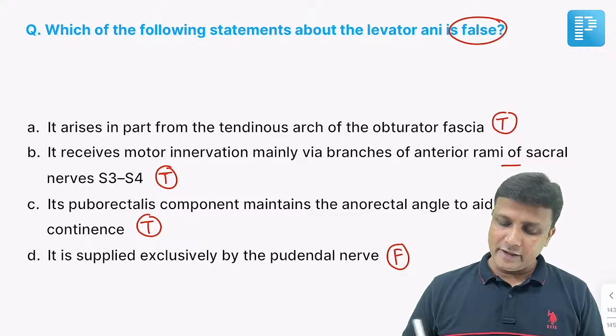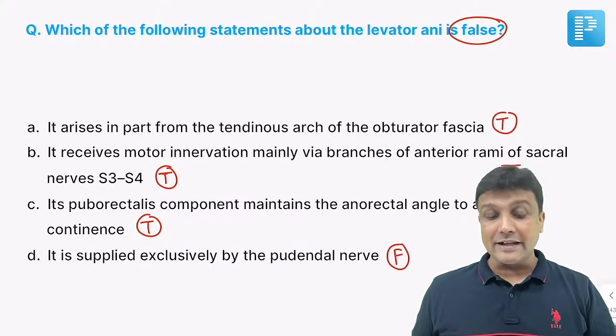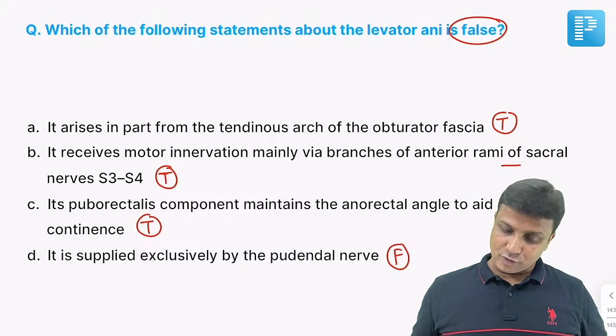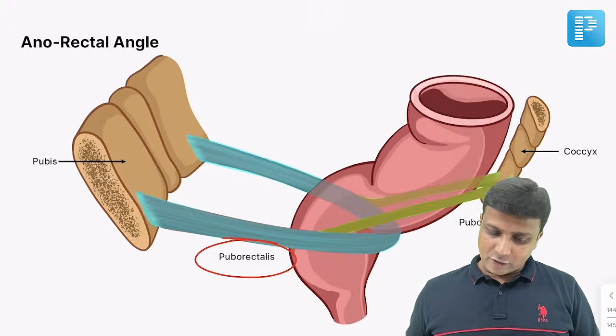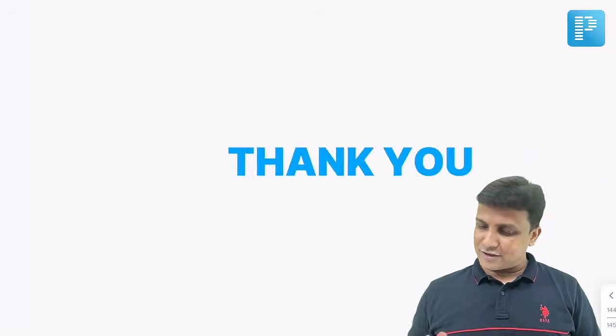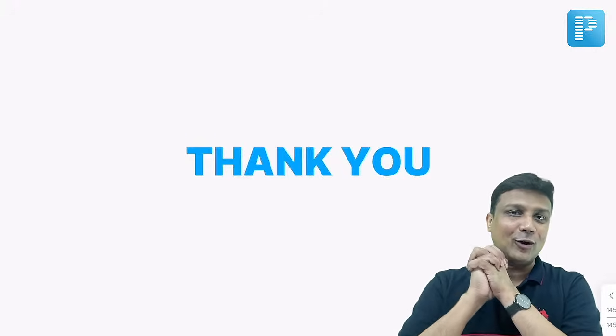Already it has been told here. It is supplied by the anterior rami of sacral nerves. That is nothing but your S3 and S4, sir. And by this, we are done with all the questions that were given in your tests in anatomy, sir. And by this, we have discussed all the concepts in detail.